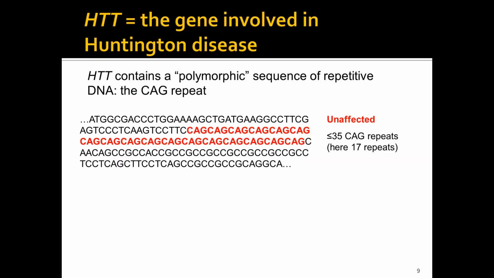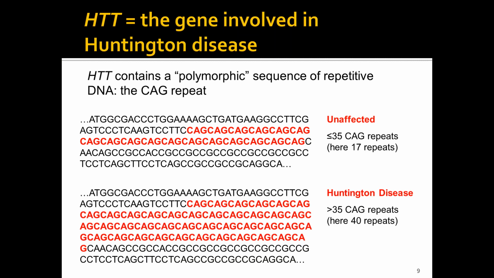In Huntington's, the gene that is involved is called HTT, or Huntingtin, and it contains what is called a polymorphic sequence. Polymorphic means many shapes. It comes in different varieties. This polymorphic sequence is a repetitive CAG repeat, actually a small chunk of the Huntington gene. In an unaffected person, here for example, there are 17 CAG repeats. In someone who has Huntington's disease, one of the 2 copies of the gene has more than 35 CAG repeats. So here, for example, would be 40 repeats.